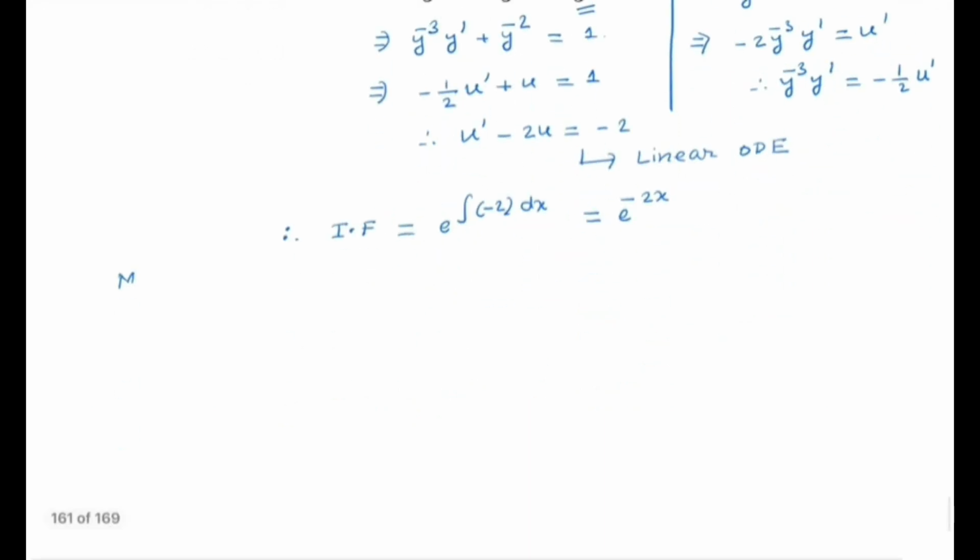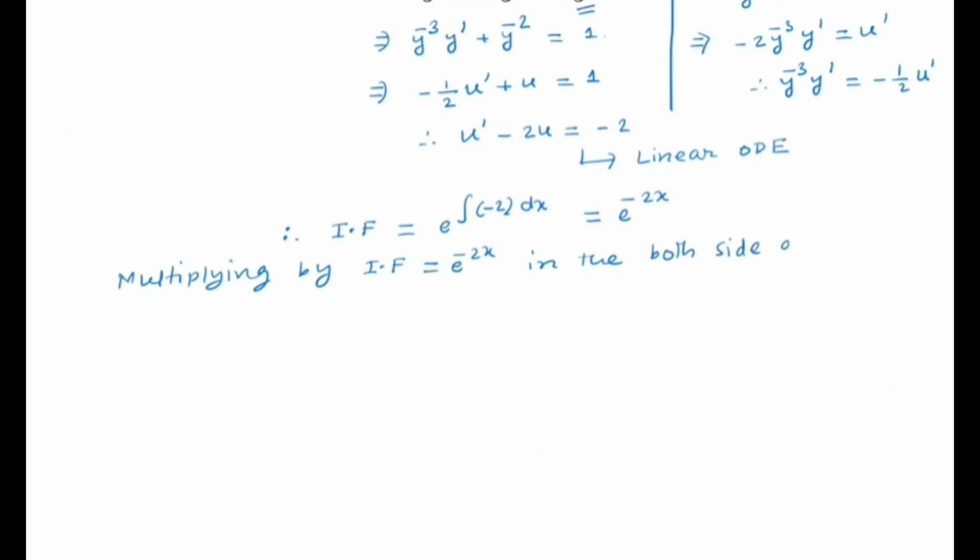Now multiplying by the integrating factor on both sides of this equation number 1, we get d/dx of u e to the power minus 2x is equal to minus 2 e to the power minus 2x.